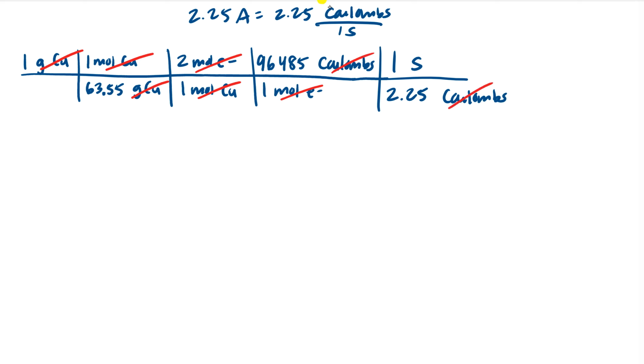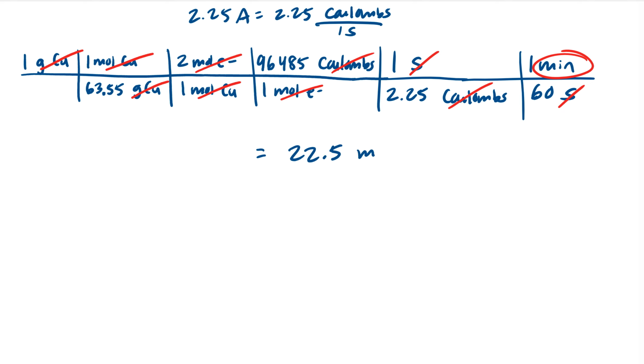And then now I can convert this over to minutes. 1 minute is equal to 60 seconds. 60 seconds on the bottom, seconds cancel out, and you are left with the unit of minutes. And that's going to give you the same answer of 22.5 minutes.